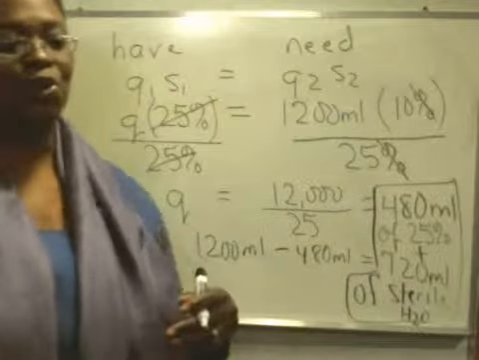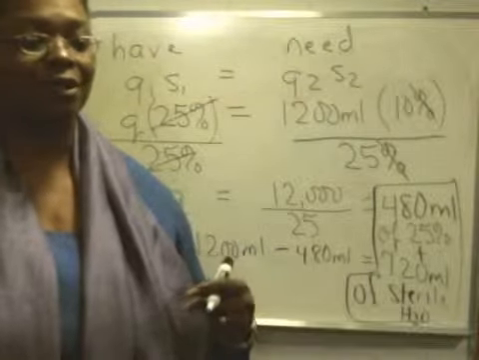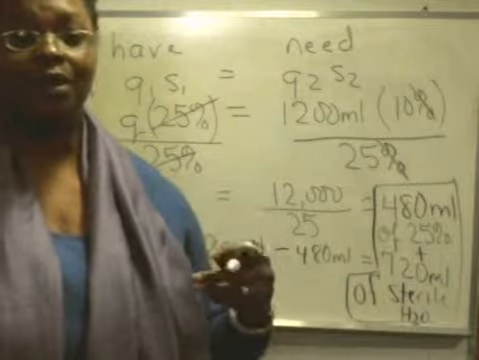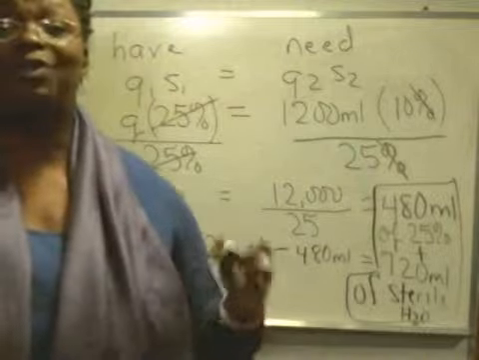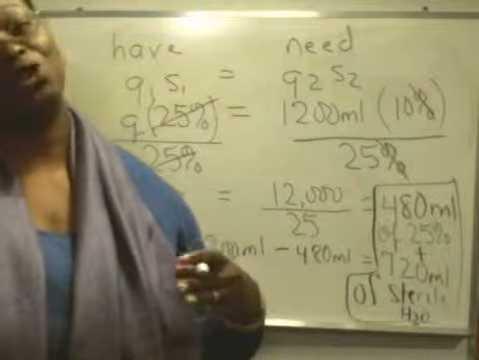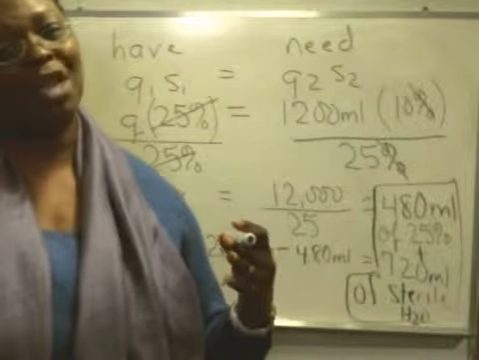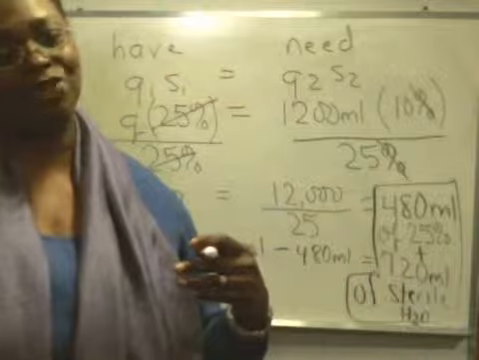Go on to dilutions number 2, quantity times strength number 2. We will go on to another problem, and I'll show you the process for a different problem and show you how to apply quantity times strength for that one.